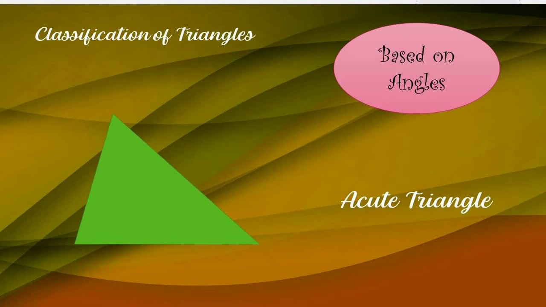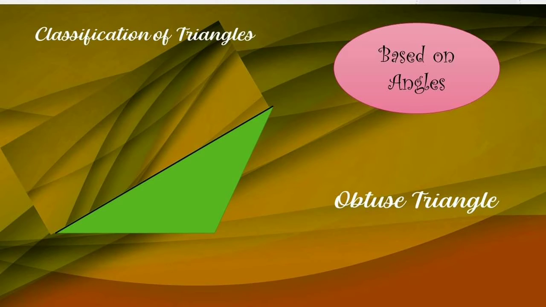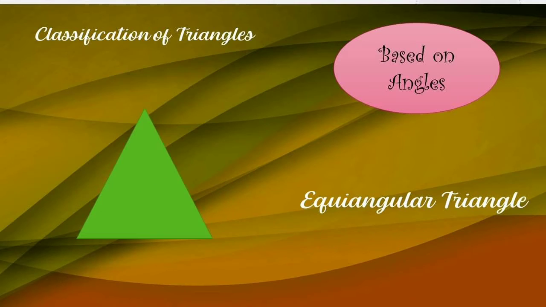Next, we have the acute triangle, wherein we have three acute angles. And then the obtuse triangle with one obtuse angle. And then the last one is the equiangular triangle, wherein all of the three angles are congruent.